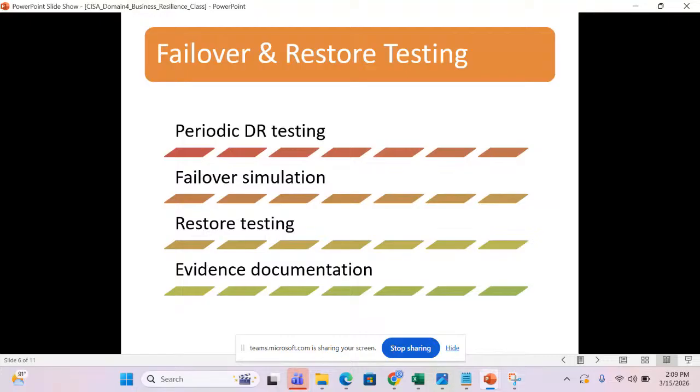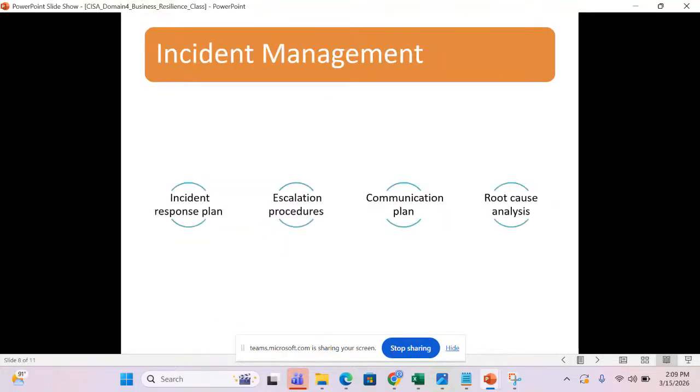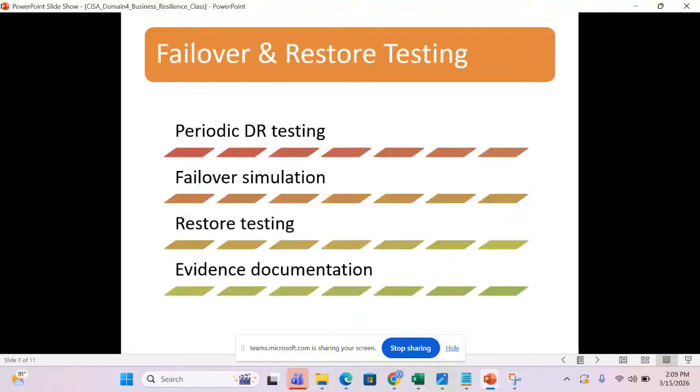If your failover is done quarterly, you are going to need to have reports on each of those quarters to demonstrate that you're actually doing that. Which takes us to BCP.